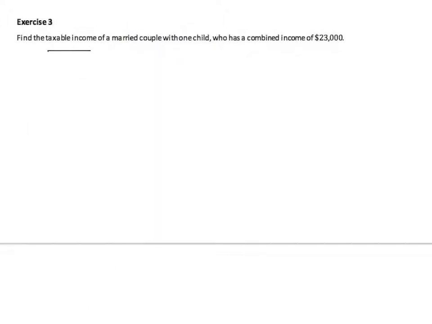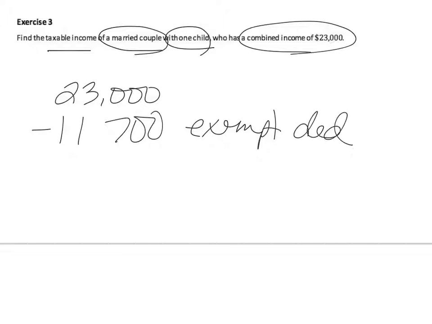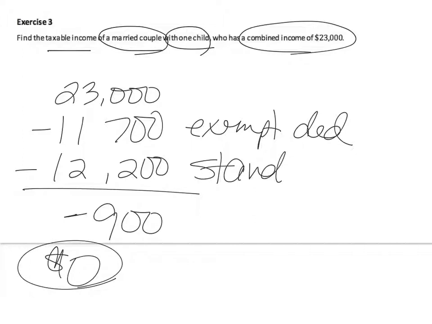Exercise 3, find the taxable income of a married couple with 1 child, combined income of $23,000. So go to the chart and find out what the exemption deduction is for married with one child. 11,700 is the exemption deduction, and married filing jointly is 12,200. 23,000 minus 11,700 minus 12,200. Ooh, negative $900. So their taxable income is 0. This right here is the standard deduction. So they are not getting taxed. They don't make enough money to pay taxes.